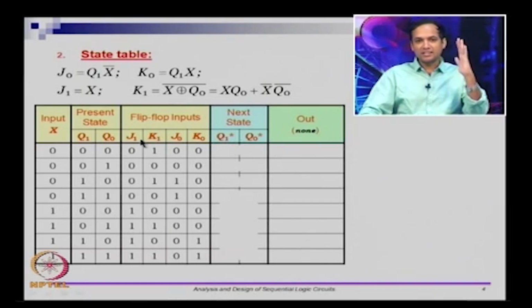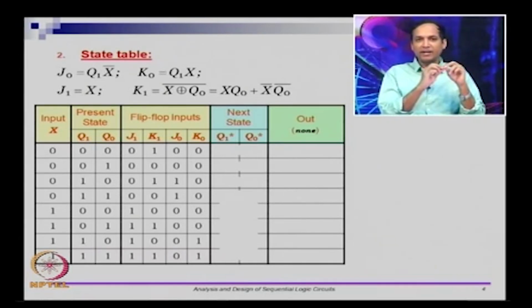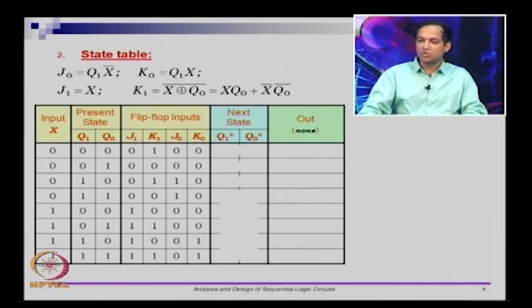So if you place J1 K1 J0 K0 before the clock edge arrives, then when the clock edge arrives, the J and K values are sampled. So your clock is the triggering signal, J and K values are sampled, and based on the semantics of J and K, whatever the values of J and K are, the flip flop values Q1 and Q0 will change. So let us see how this is going to happen.